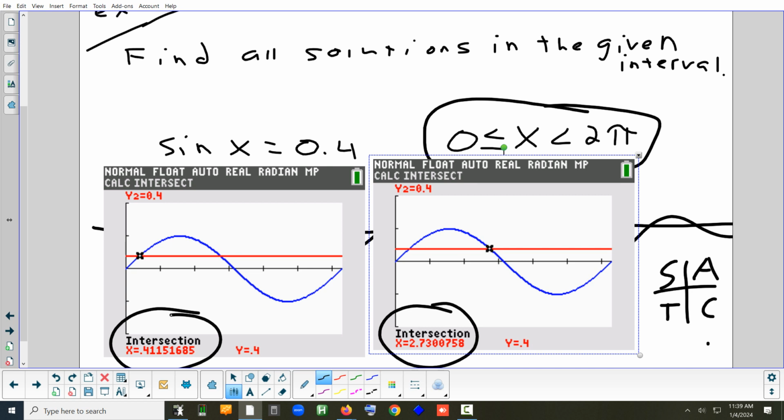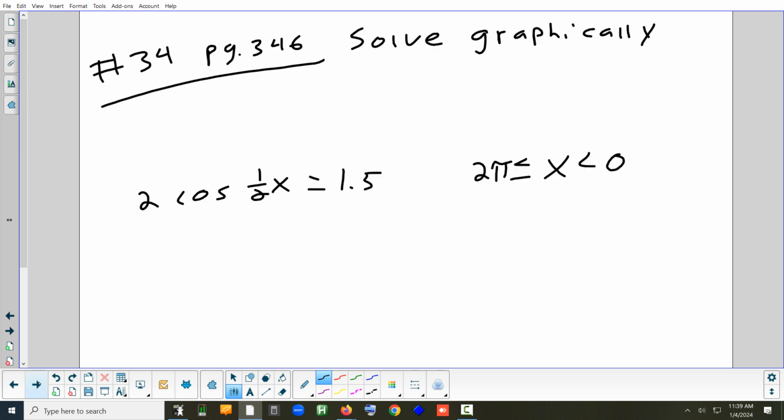All right, let's try it out. Let's try another one. So 2 cosine 1/2 x equals 1.5. And notice the way these intervals are written. One of them has the equal to, the other one does not.